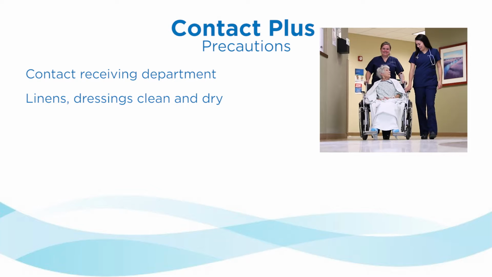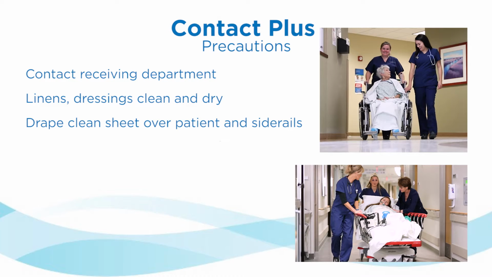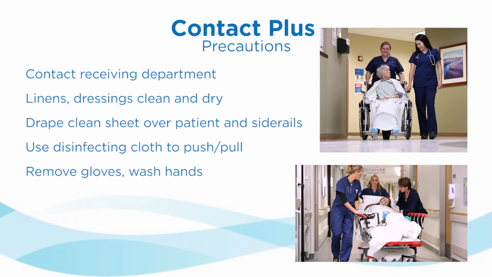Linens should not be soiled and dressings should be clean and dry. If the patient is in a wheelchair, drape a clean sheet over the patient and side rails. If patient is going in their own bed, drape a clean sheet over patient and side rails. Use a bleach disinfecting cloth on head and footboards where hands will touch to push or pull the bed. Remove gloves and wash hands before leaving room. After transport, decontaminate side rails by using a bleach disinfecting cloth.